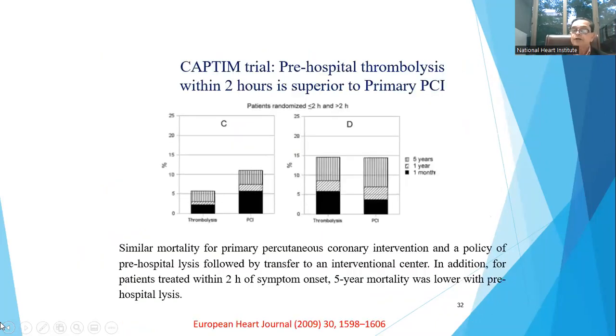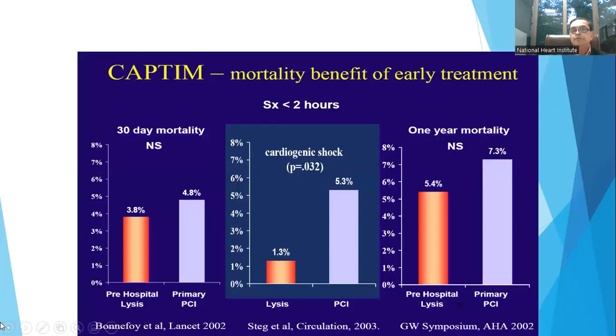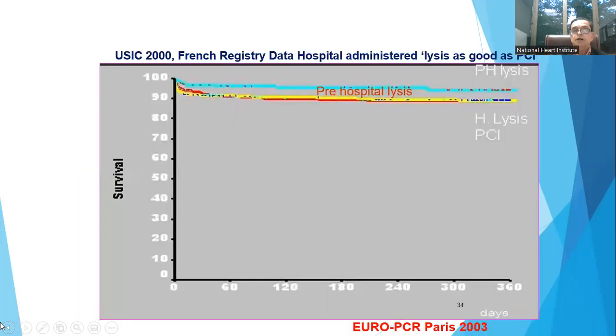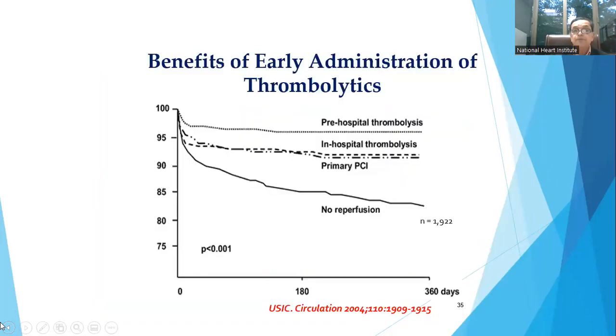The CAPTIM trial. This is a well talked about study. Here the pre-hospital thrombolysis within 2 hours is superior to primary PCI. In the same CAPTIM trial, 30-day mortality, cardiogenic shock, and 1 year mortality were all lower when the patients were offered pre-hospital thrombolysis. Again, this is French registry data. Pre-hospital thrombolysis has an edge over even primary PCI.